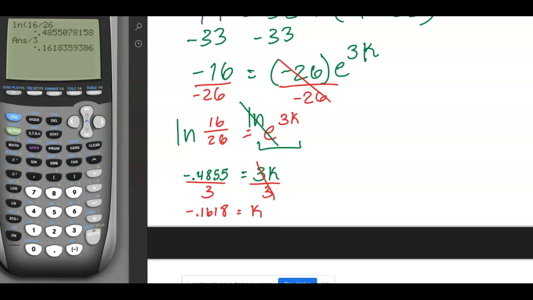To get something out of an exponent, if a variable is in an exponent, it's termed an exponential. To get rid of an exponential, you have to use log. If you don't like remembering that ln is the special log for e, you could have literally typed in log base e of 16 over 26 and gotten the exact result. It's just a very fancy log. No big deal.